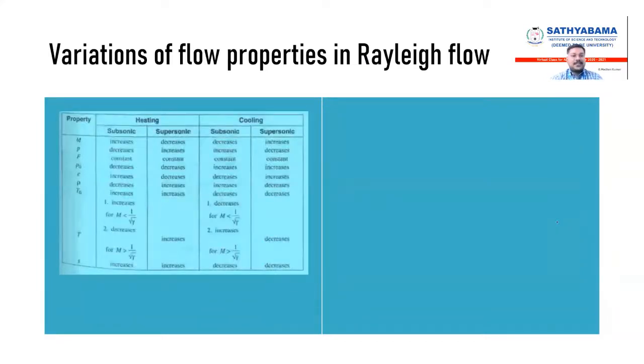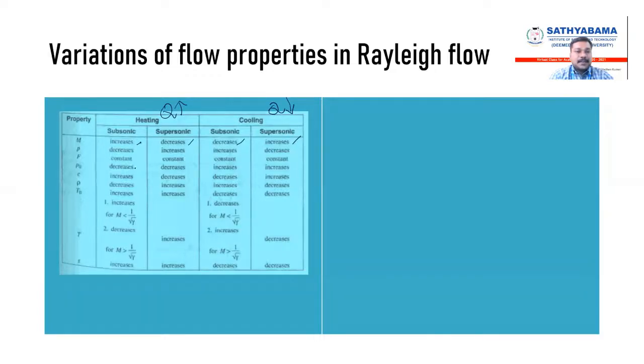So let me explain this chart once again. We have the Mach number. In subsonic flow, the Mach number increases during heating, and in supersonic flow, the Mach number decreases during heating, when heat is added. During cooling, heat is removed, so subsonic flow decreases and supersonic flow increases. The process of heating and cooling is a little bit reversed, so we have reversible deceleration in the subsonic flow, and in supersonic flow, we have reversible acceleration.